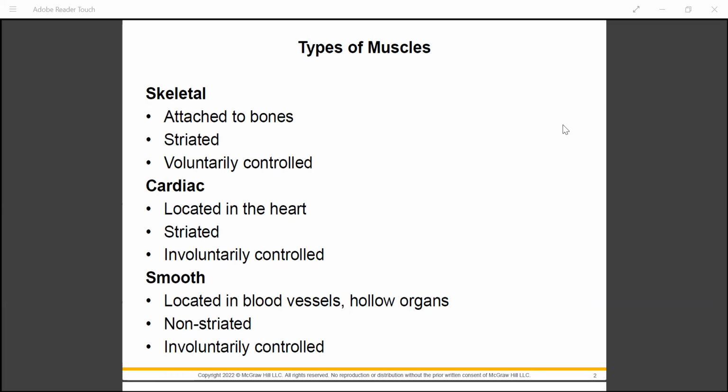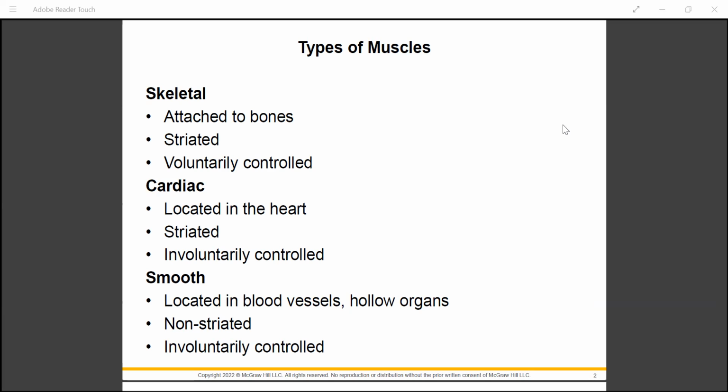And our skeletal muscle is our only muscle that's under voluntary control. So if you see voluntary control as one of your options, the only thing you can pick is skeletal. So striated and voluntary control is what you want to remember.